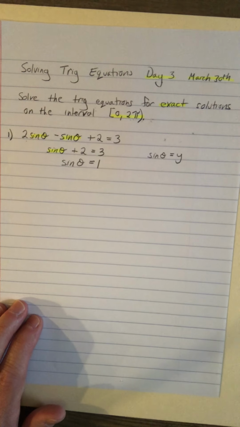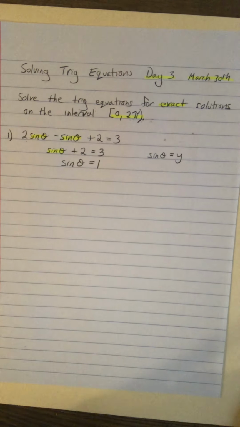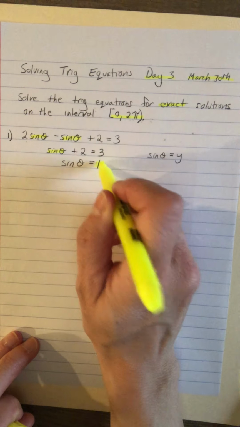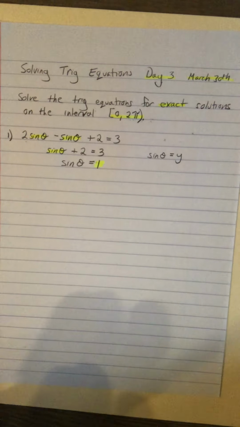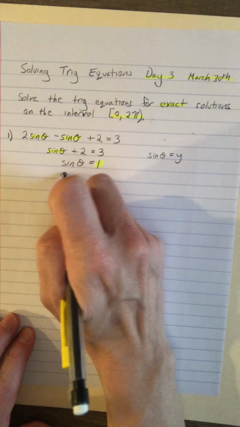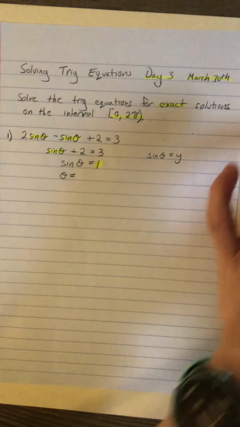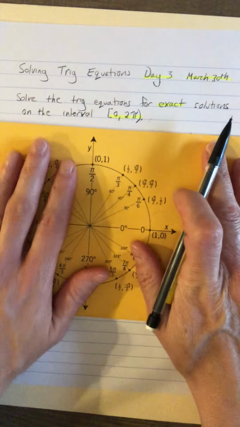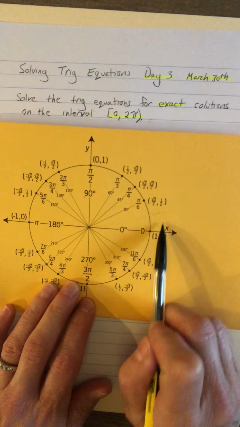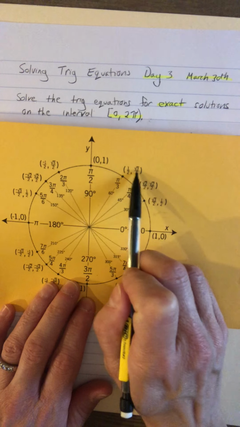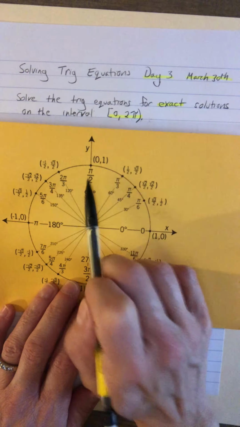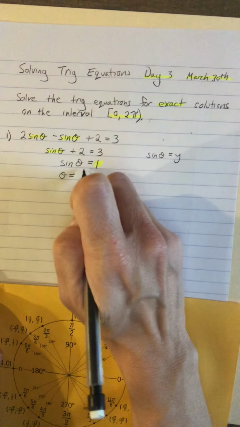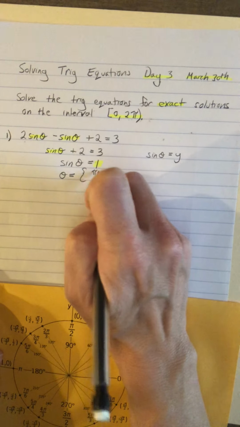So when I look at my unit circle, I am going to ask myself, what theta value, what radian measure, gives me a y value of 1? And I'm going to look for 1 whole revolution. I'm looking at my y values. I start at 0, and I look, when is my y value 1? It's at pi over 2. So there's a solution, pi over 2.